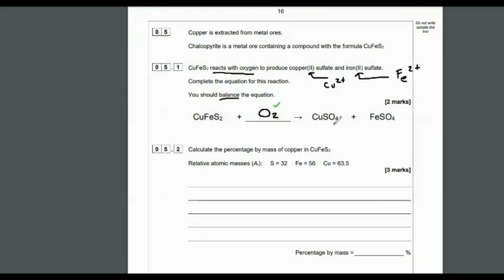Now we need to balance it. Well, how many oxygens are there on the right-hand side? There's 4 there and 4 there. That's 8 in total. And we need 8 over here. So we're going to do 4 O2s because 4 times 2 equals 8. And there you go. That's your second mark.